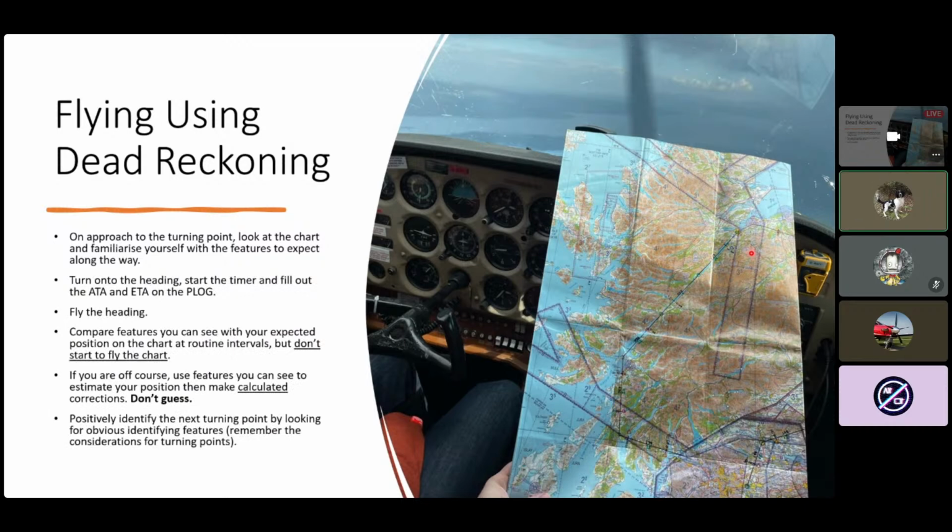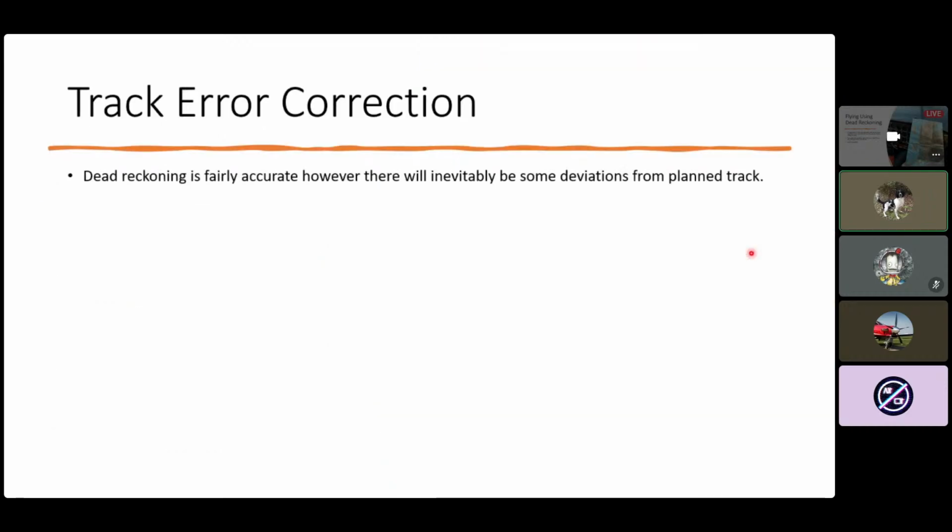So on to the point then. You're not where you expect to be. Dead reckoning is a fairly accurate method of navigation, but it is inevitable that you won't be exactly where you wanted to be and you'll have to make some corrections. There's a number of reasons for that. Can anybody think of any before I just give you them?